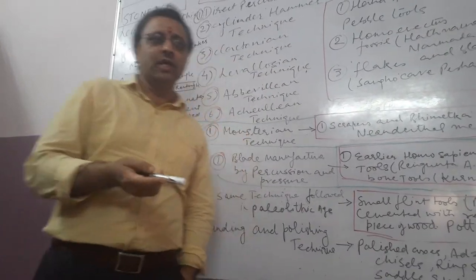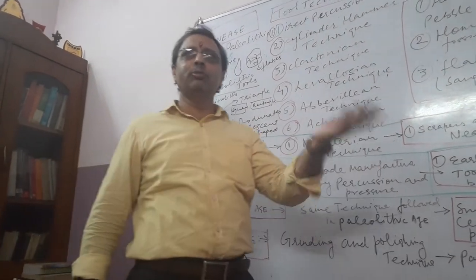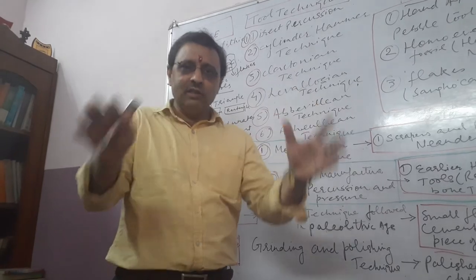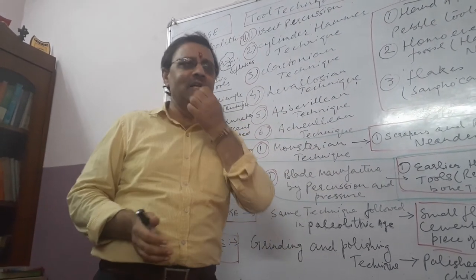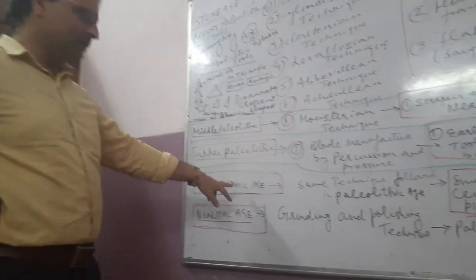Most of the scholars believe that it was 2.5 lakh BC when we start the Paleolithic age, and it goes to 10,000. It could be 2.4, it could be 9, it could be 11, but it is in that range. That's a trivial issue. Okay. Next is the Mesolithic age.